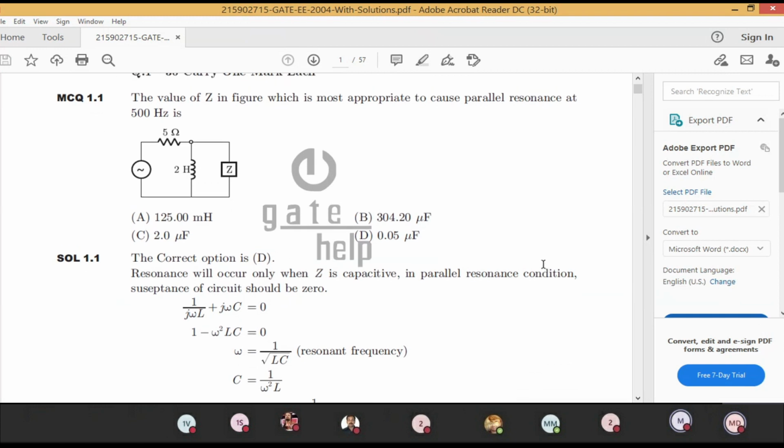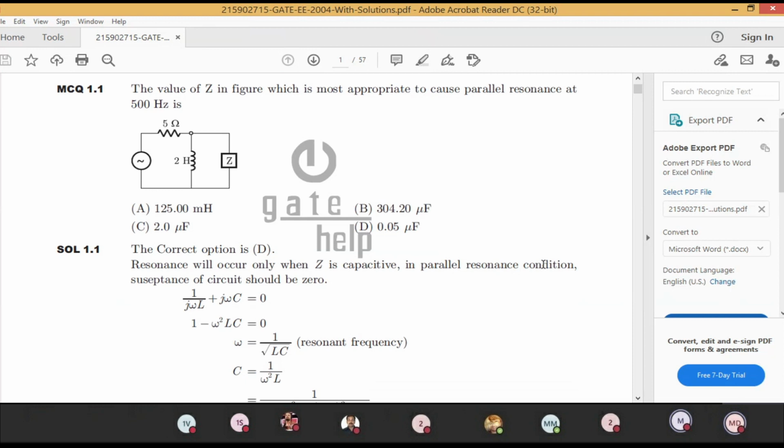Now, I told you clearly, resonance will occur only when Z is capacitive in the parallel resonance condition. Say 2 Henry is connected in parallel with the impedance. You can notice that resonance will occur only if Z is capacitive in the parallel resonance condition.